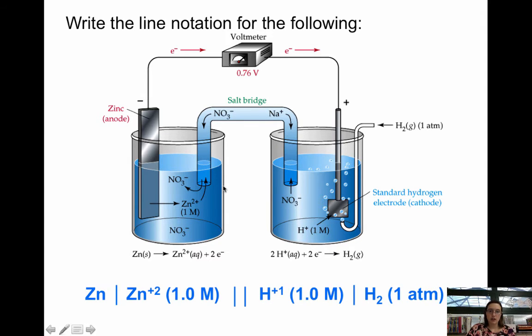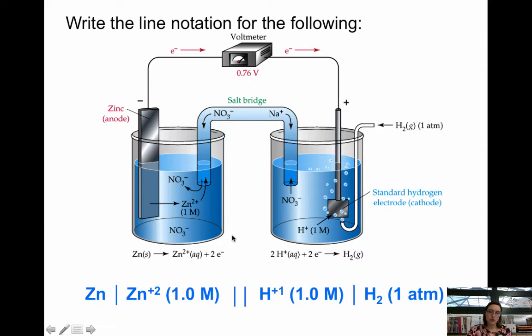So here's what we get for the line notation. We have zinc and zinc 2 plus. Okay, this is the anode. Then we have the double line representing the salt bridge, which represents the junction between the two beakers. Then we have H plus, that's 1 molar, going to H2, which is 1 atm. You also need to include pressures if you have gases. So you need concentrations if you have aqueous solutions, you need pressures if you have gases.